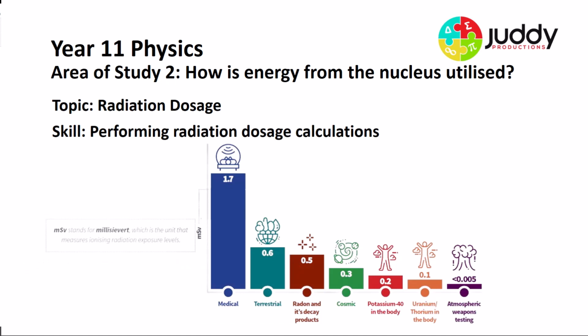This time we're looking at VCE physics, and the focus of this particular video is radiation dosage. Looking at the screen at the moment, we see a range of different ways in which we can be exposed to radiation. Medical is actually the highest form of radiation exposure we have, going all the way down to atmospheric weapons testing and everything in between. But today's video is more about actually performing calculations of radiation dosage.